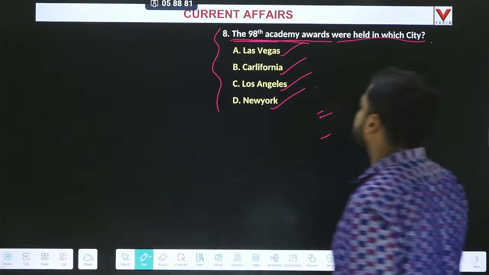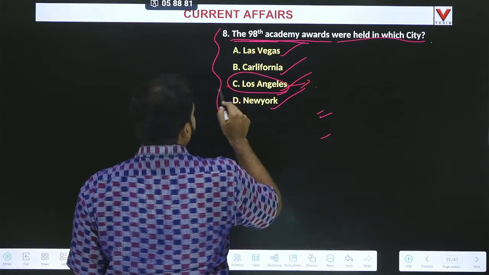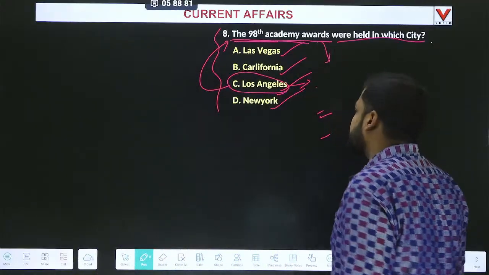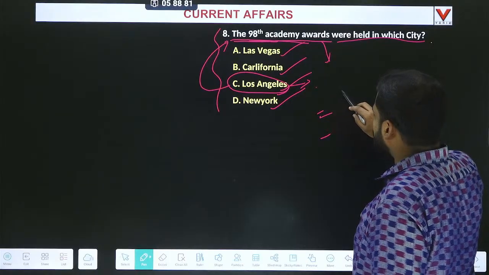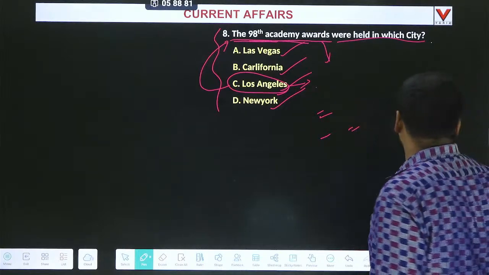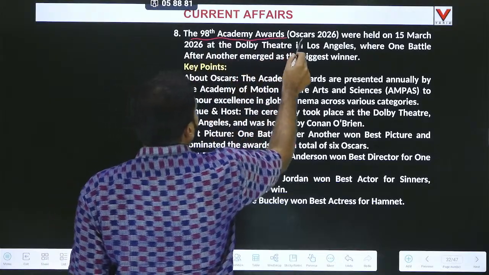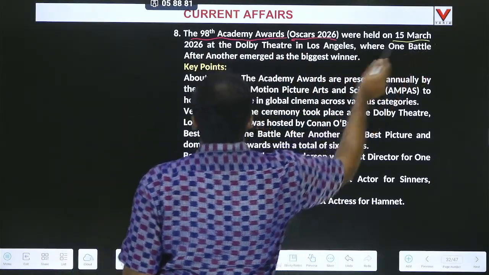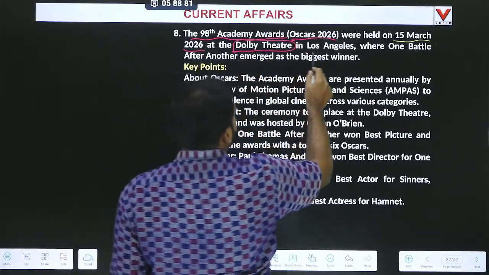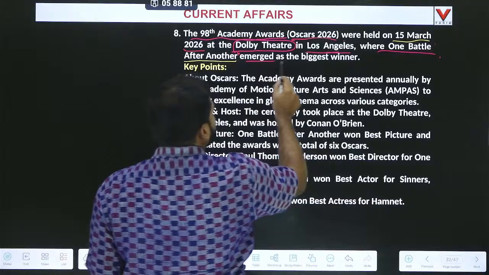Okay. By the way, you all know about Los Angeles. It is the city of Hollywood, LA. It also hosted the 98th Academy Awards, that is the Oscar Awards of 2026, right? It has hosted the awards for almost 2 decades, right? See, the 98th Academy Awards, that is Oscar 26, were held on 15th March 2026 at the Dolby Theatre, a famous theatre in Los Angeles, right? Where One Battle After Another, the movie, got the Oscar. It is the biggest winner, right?